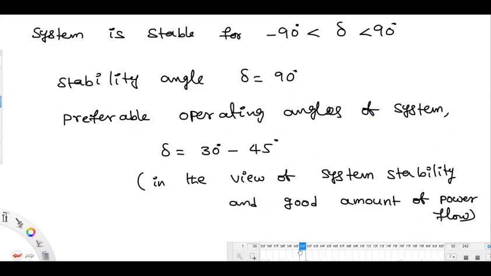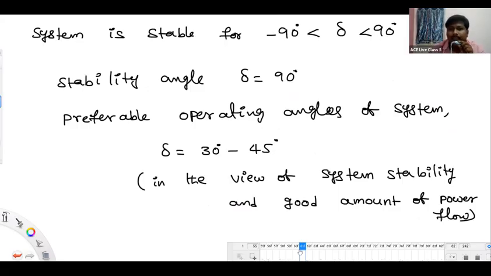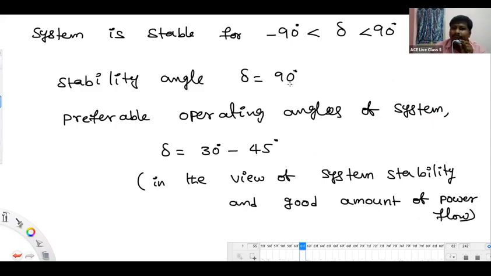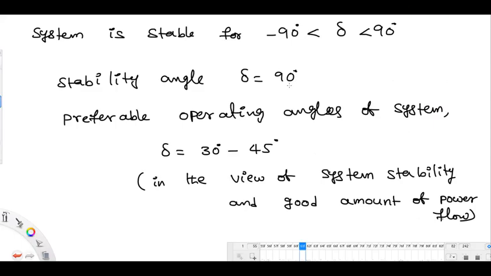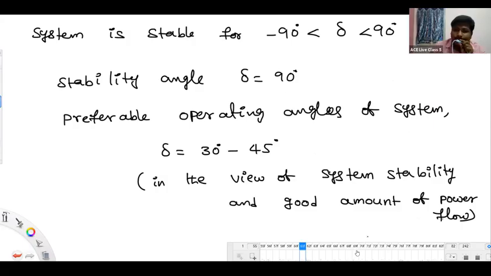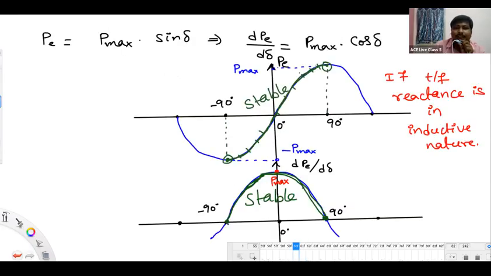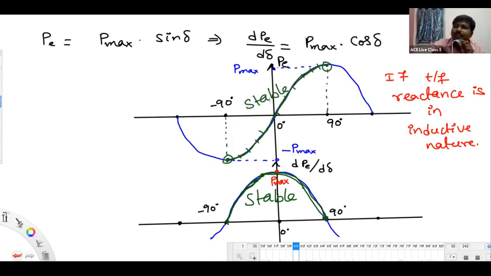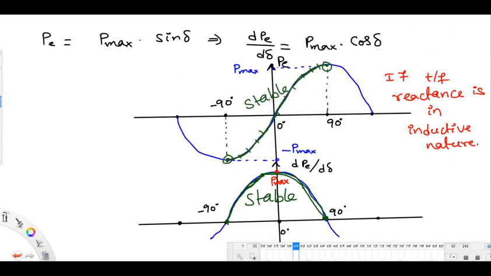Sir, in 61F, can you explain the 30 degrees to 45 degrees once? See, if you keep the angle very close to 90, for example, 90 is the stability angle you have considered from the previous graph, right? So if you take 85 degrees, is the system stable or unstable? Stable only, sir. But at 85 degrees, the power flow is very close to P maximum, right? Now, if you create a small disturbance continuously, there's a chance the system may lose synchronism.